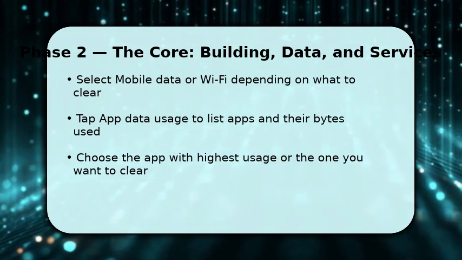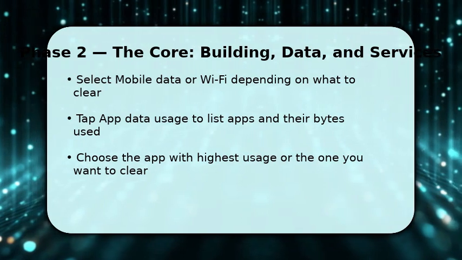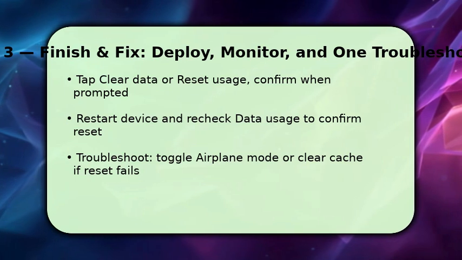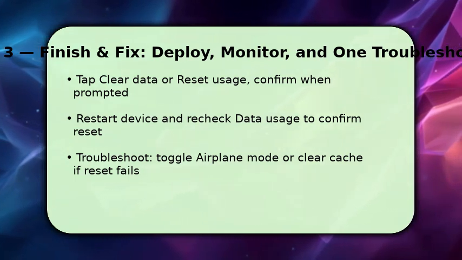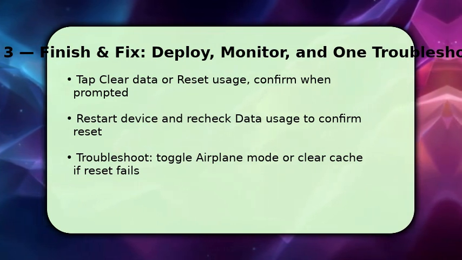usage. You do this because resetting the counter removes recorded consumption without affecting your files, so you control what statistics. You complete the task by tapping clear data or reset usage and then confirming the prompt. This wipes the recorded bytes for that app or network.